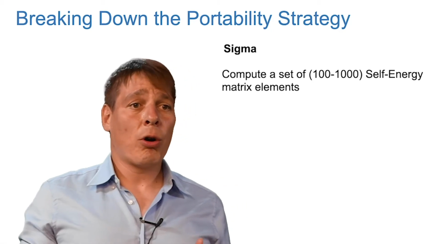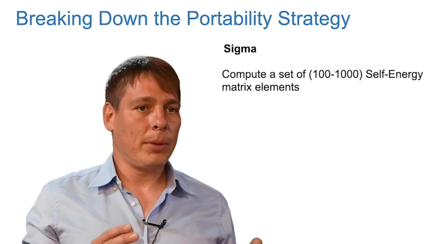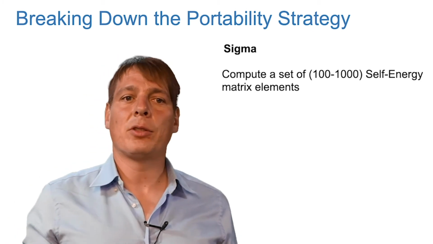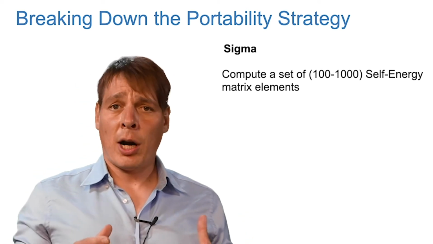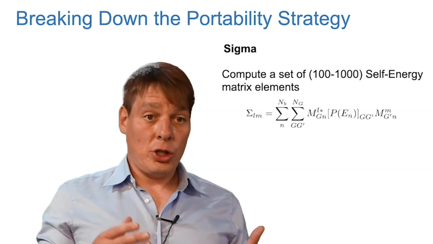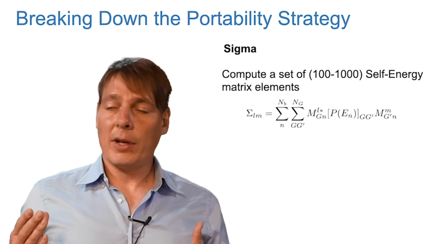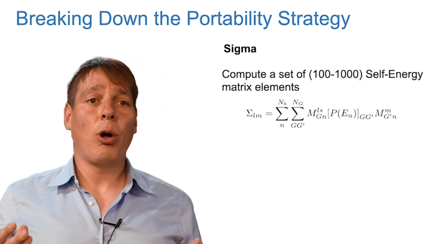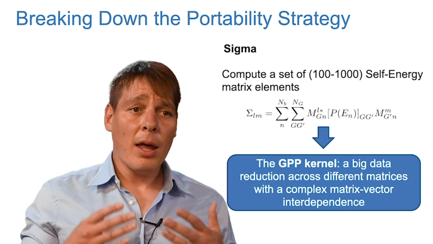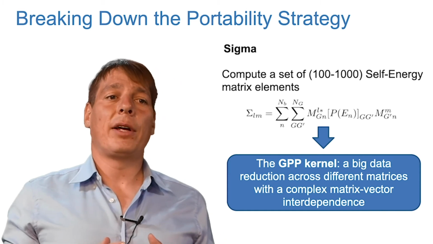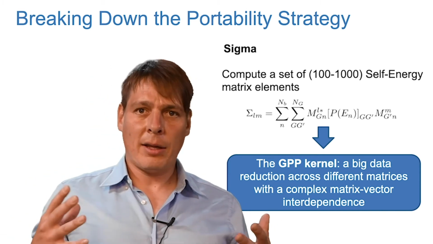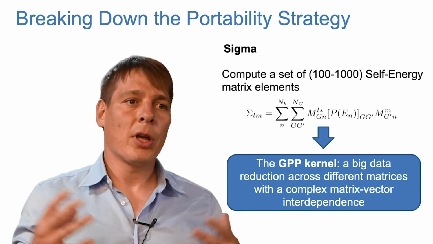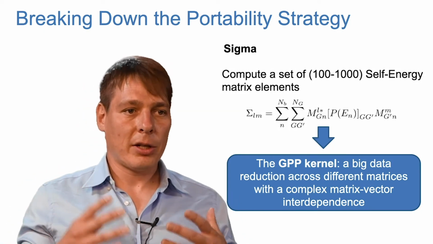In sigma, the core computation is the evaluation of a set of between 100 and 1,000 matrix elements of the self-energy operator, depending on the system size. Within the generalized plasmon pole model, the GPP model, the working equation is given here and is implemented in the so-called GPP kernel. Eventually, for each of these self-energy matrix elements, the GPP kernel is carrying out a big data reduction across different matrices with a complex matrix-vector interdependence.